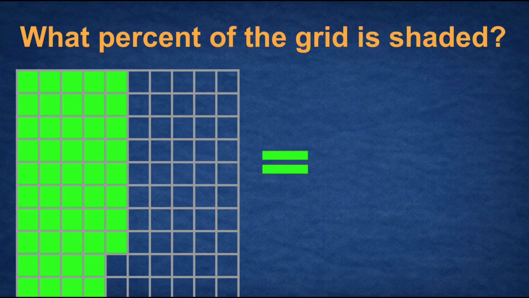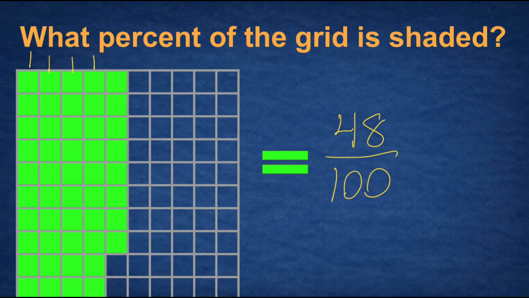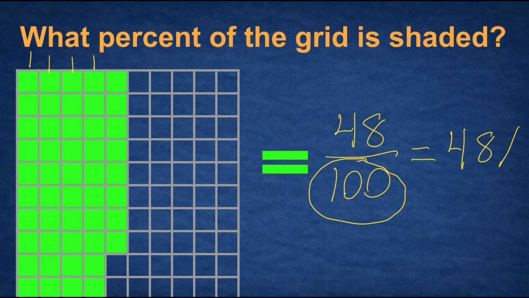So let's look at this example on this grid. It says what percent of the grid is shaded? I've got a 10 by 10 grid here, and we've got 10, 20, 30, 40, 8 shaded squares. 48 squares shaded out of 100 total squares. If I wanted to find that percent, I know that percent is how many out of 100. So we've got 48% of the squares are shaded.